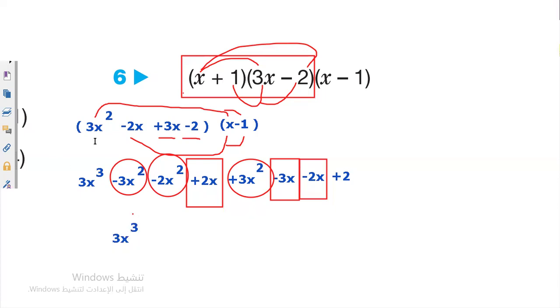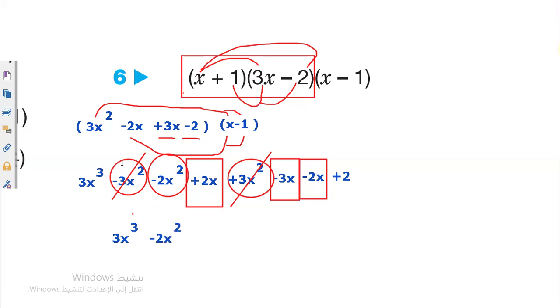Here, I can see that this and this are the same, but with different signs. It means they go as 0 because 3 minus 3 is going to be 0. The answer will be negative 2x squared. So I'll write negative 2x squared, or negative 2x power of 2.